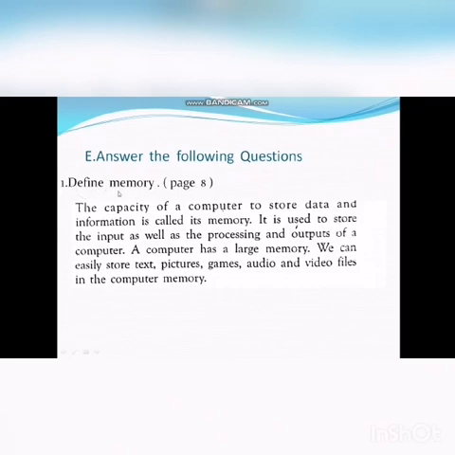Already in the theory class, I explained you everything. Once again, I want to say you have to mark this in lesson 1, page 8. If you see, this paragraph will be there. The capacity of your computer to store data and information is called its memory. It is used to store the input as well as the processing and outputs of the computer. A computer has a large memory. We can easily store text, pictures, games, audio and video files in the computer memory.